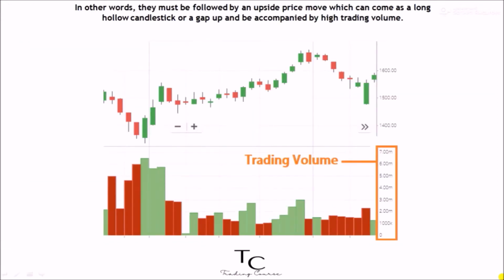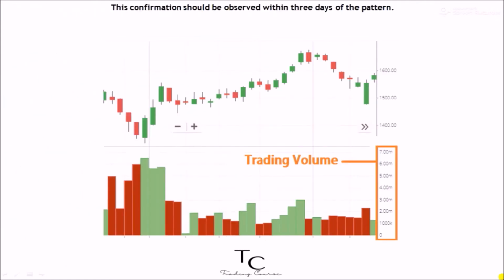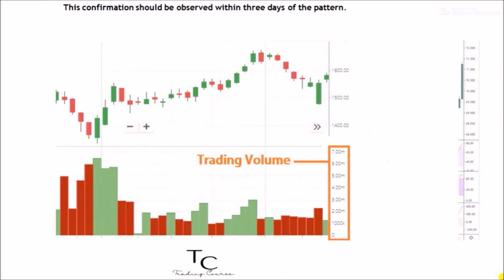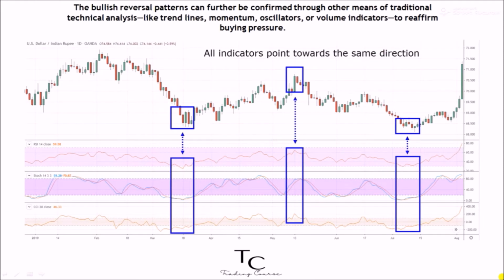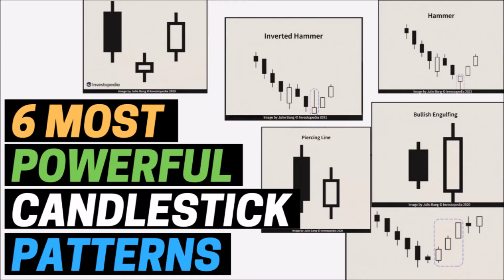In other words, they must be followed by an upside price move, which can come as a long hollow candlestick or a gap up and be accompanied by high trading volume. This confirmation should be observed within 3 days of the pattern. The bullish reversal patterns can further be confirmed through other means of traditional technical analysis, like trend lines, momentum, oscillators, or volume indicators, to reaffirm buying pressure.